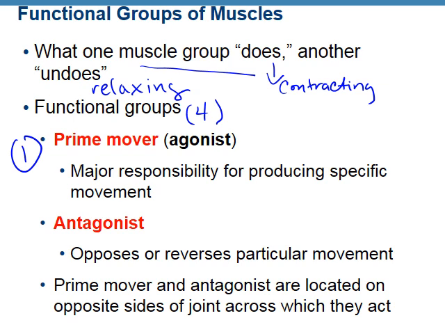So the prime mover, this is the one that's doing the majority of the movement. The antagonist is opposing the movement. It's doing the opposite of what the prime mover is doing. That's the do and undo, right?